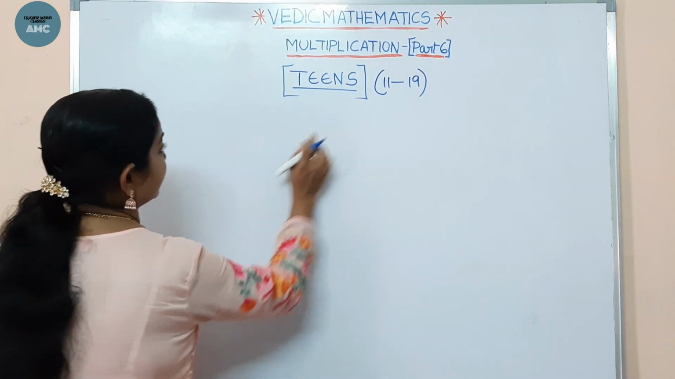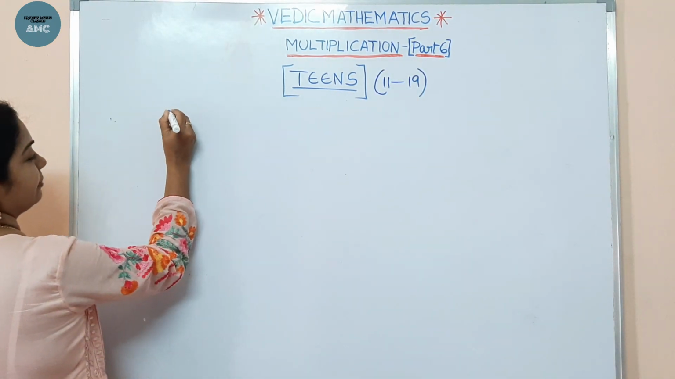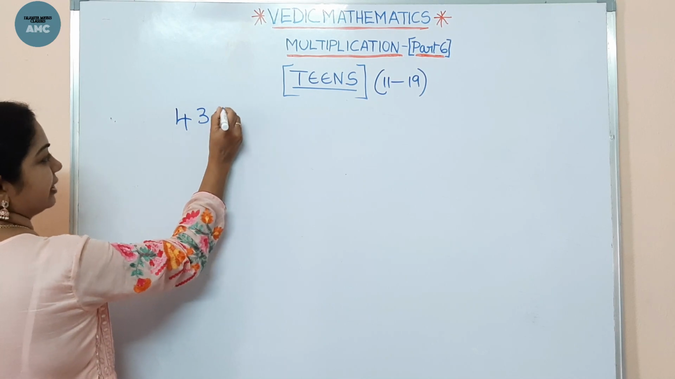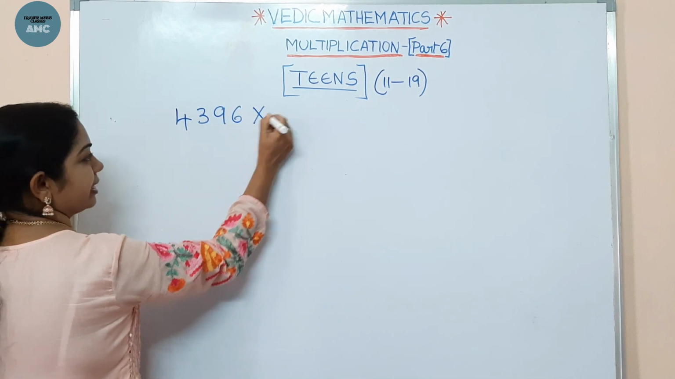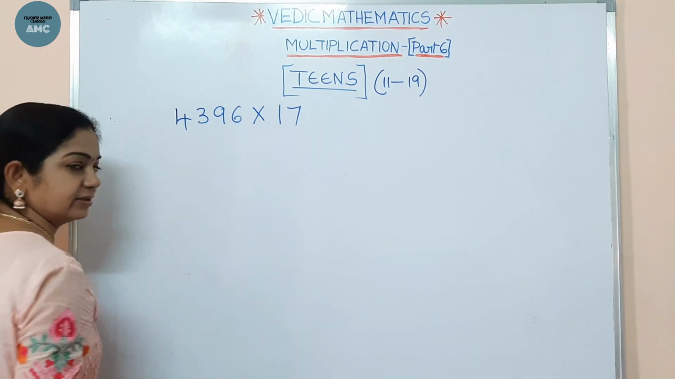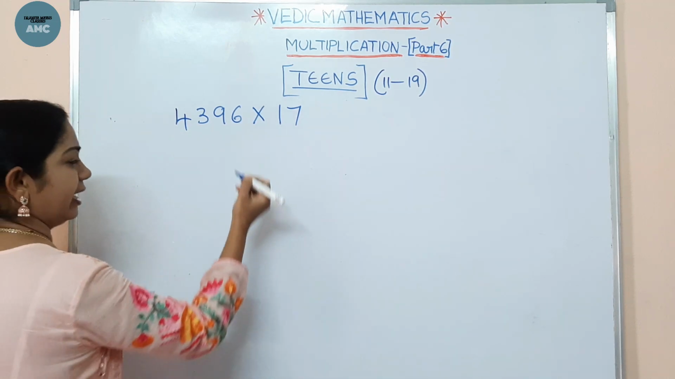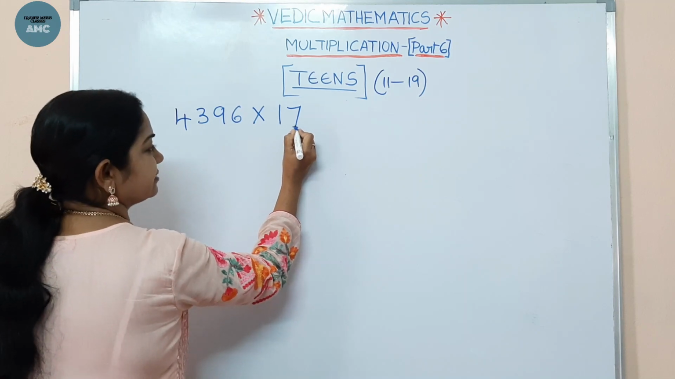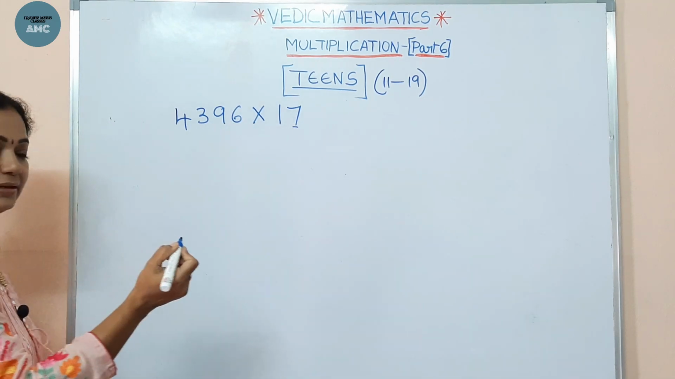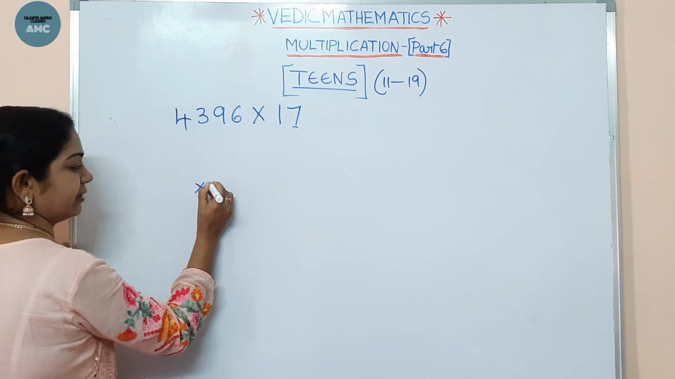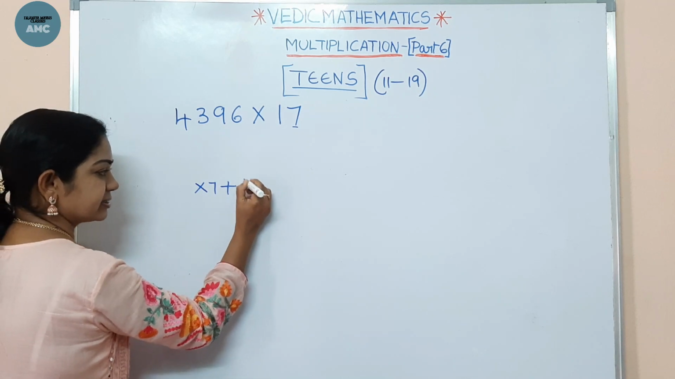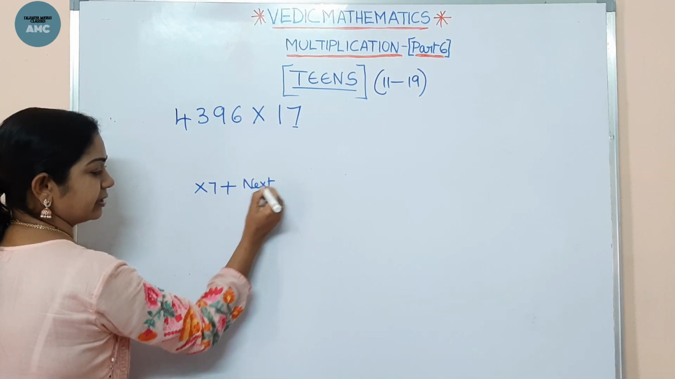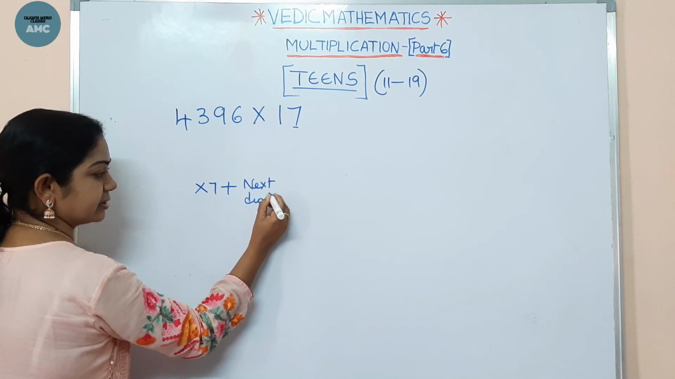Now let's see another teen, okay? Let me take 4396 multiplied by 17. Let us check for 17. Any teen from 11 to 19, we can do the same procedure. Because 7 is there, you have to multiply with 7 and add the next digit. The procedure is multiply with 7, add the next digit. This is the technique. That's all.